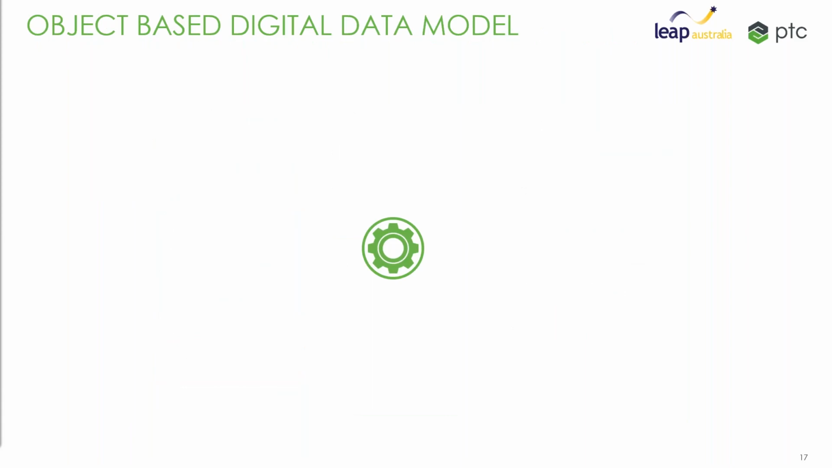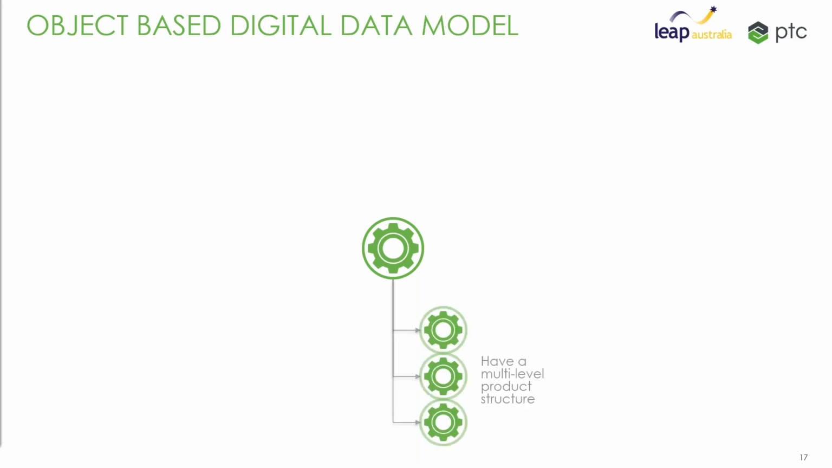In terms of how Windchill manages information, it uses this object-based digital data model. So we have this gear that you can see here on the screen. We'll see that when we get into Windchill itself, and that's really the representation of the object that our company deals with. Whether we design and make and buy or sell or whatever it might be, service it, that's the object. So that object might have a multi-level product structure.